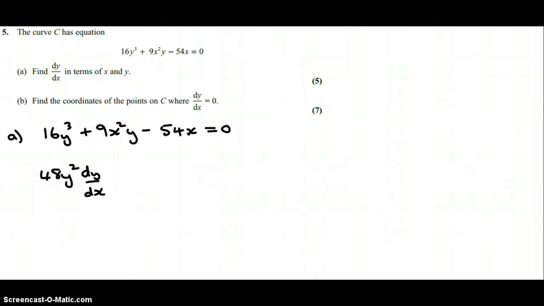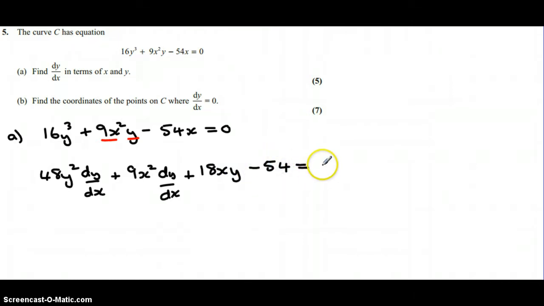The second one is made up of two functions, so we're going to treat it like a product rule, which means we'll need to do 9x squared times the differential of y with respect to x, and then plus 18x, so that differentiated, times y, and minus 54 when we differentiate the final term.